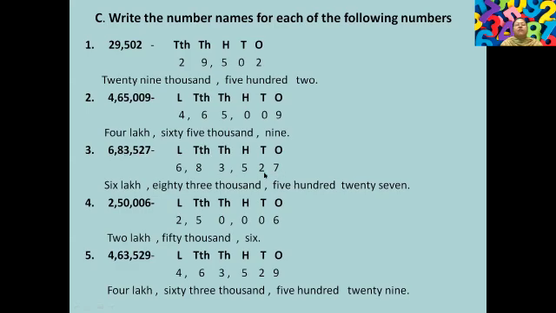725,386. Now under lakhs you have 6, so it is 6 lakhs. Under 1,000 you have 83, so it is 83,000. Under 100 you have 5, so it is 500. Then you have 27, so written 27.